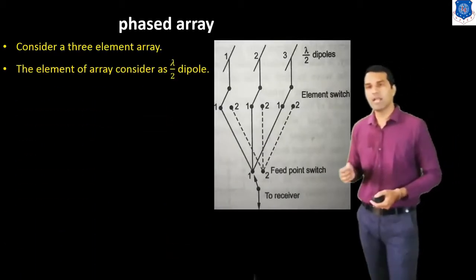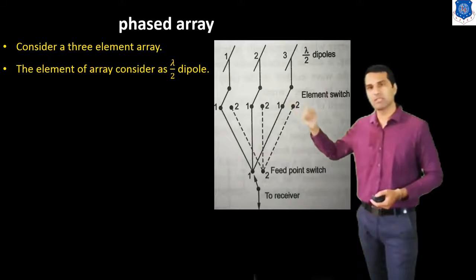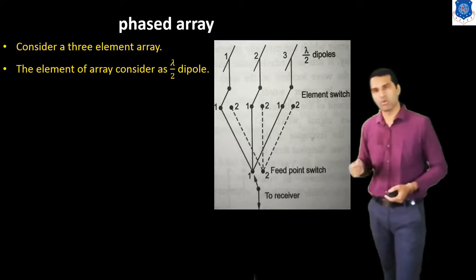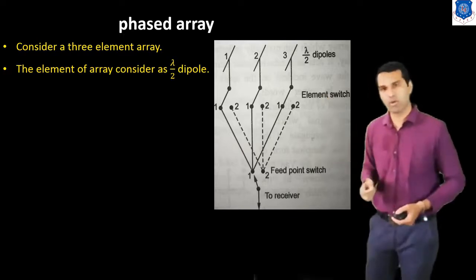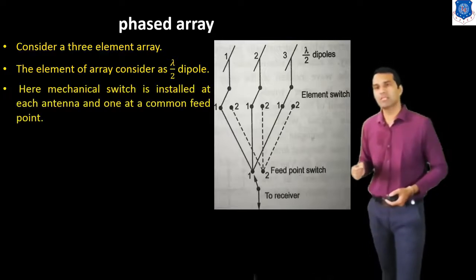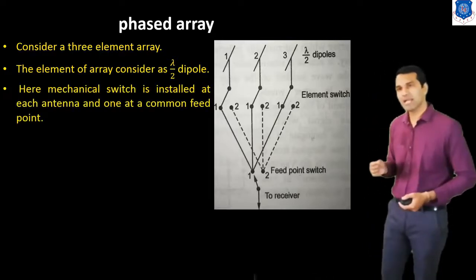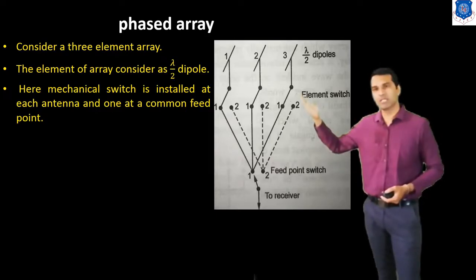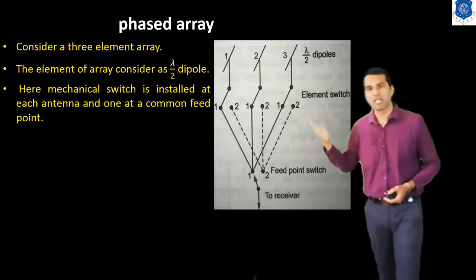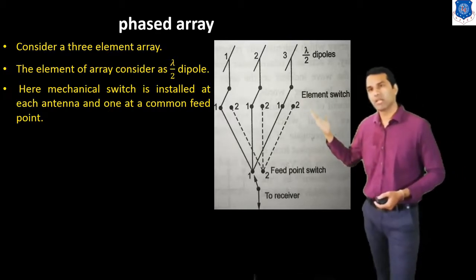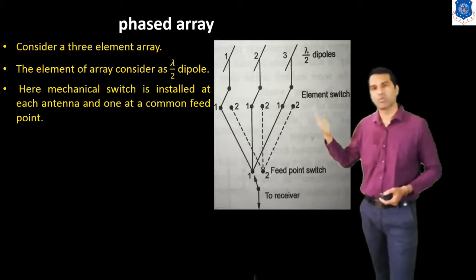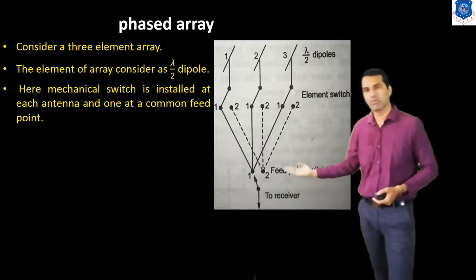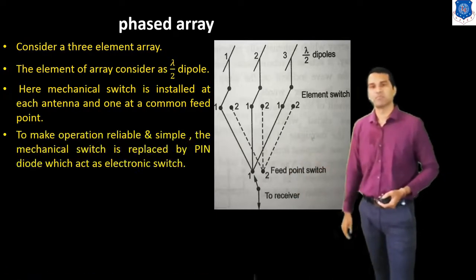Now we consider a three element array. In this figure, the elements of the array are considered as lambda by 2 dipole antennas. Here a mechanical switch is installed at each antenna and one at a common feed point. So here we can see 1, 2 and 3 are the mechanical switches. For the mechanical switch, position 1 and 2 are for antenna 2, and position 3 is for antenna 1. And at the receiver side we have placed the switch.